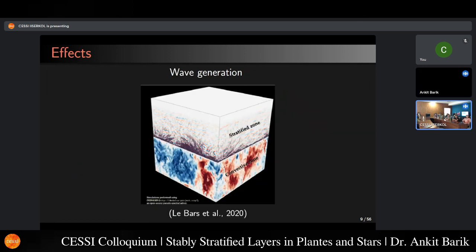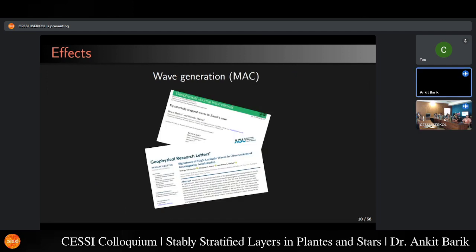And stably stratified layers can host waves. The convective fluid interacts with the interface, which leads to the generation of waves in the stratified layer. In the case of Earth, for example, these waves are typically in the form of what are known as MAC waves, or magnetic Archimedes Coriolis waves. These are the three forces involved. And you can observe these waves even in geomagnetic observations. So the idea is that a stably stratified layer at the top of the core and convective fluid lead to the generation of waves in this layer, and you can observe them in geomagnetic observations.